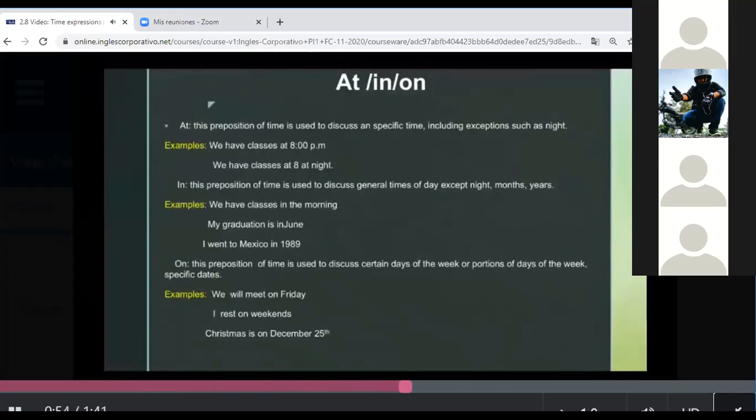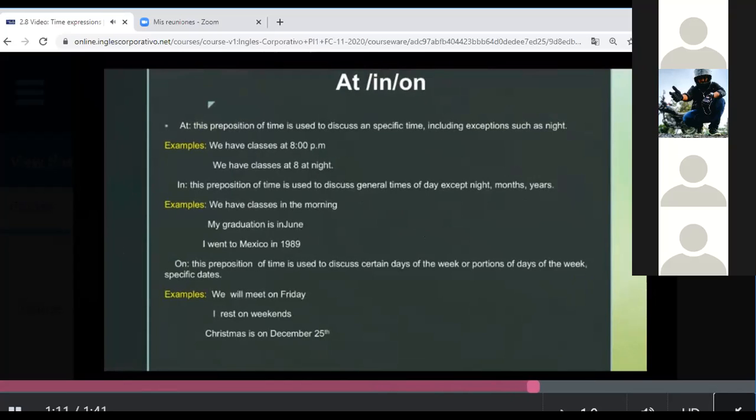Okay, so now let's talk about at, in, and on. At, this preposition of time is used to discuss a specific time, including exceptions such as night. Examples: we have classes at 8 p.m. We have classes at 8 at night.